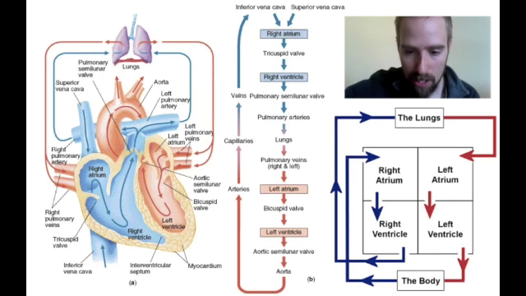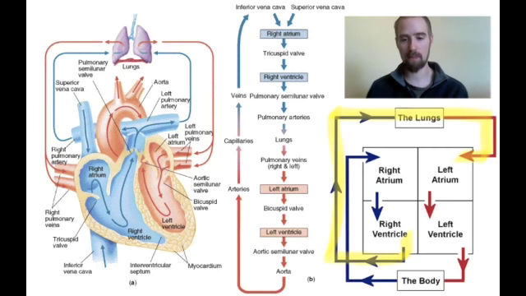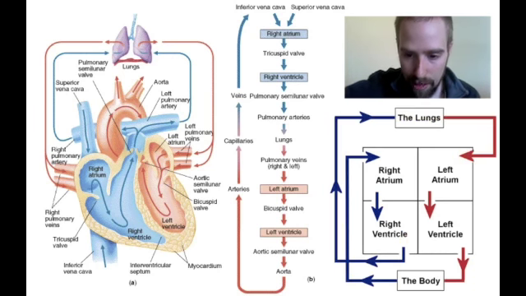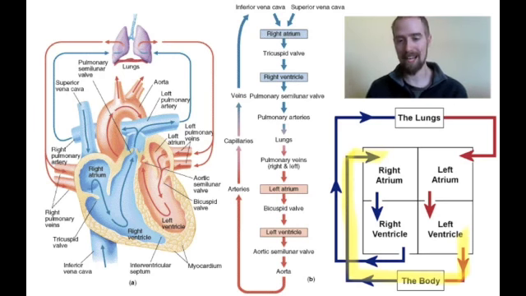So this part, going to and from the lungs, is the part of our circulation that we call pulmonary circulation. This part, where the blood goes from the heart to the body and back, excluding the lungs, is called systemic circulation.